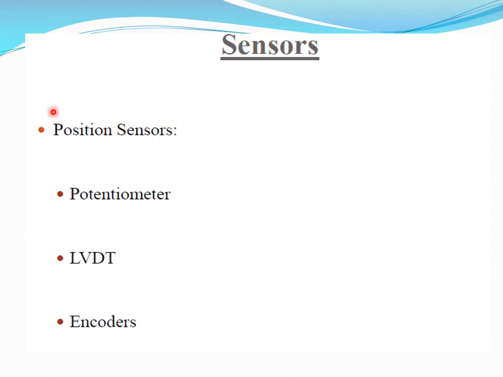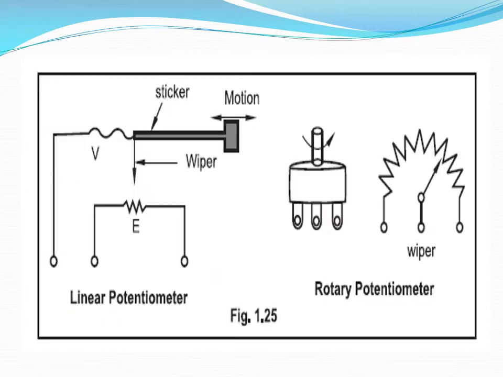Different types of position sensors popularly used are potentiometer, LVDT and encoders. The potentiometer can be of two types, either linear or rotary. In the rotary type, as you can see, as we rotate, the resistance changes, the wiper keeps moving from one position to the other, and through the terminal you monitor the resistance. That is what the rotary potentiometer does.